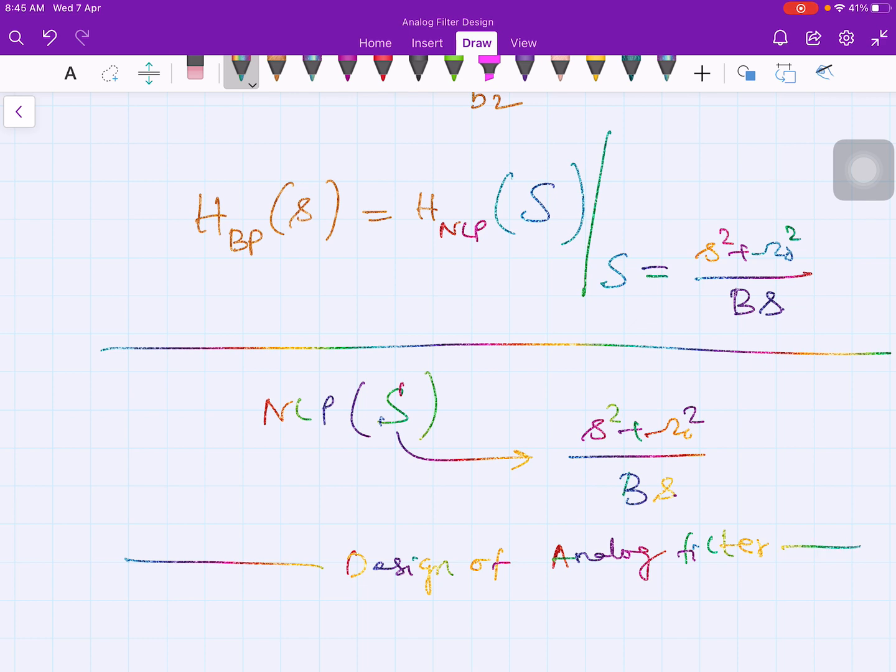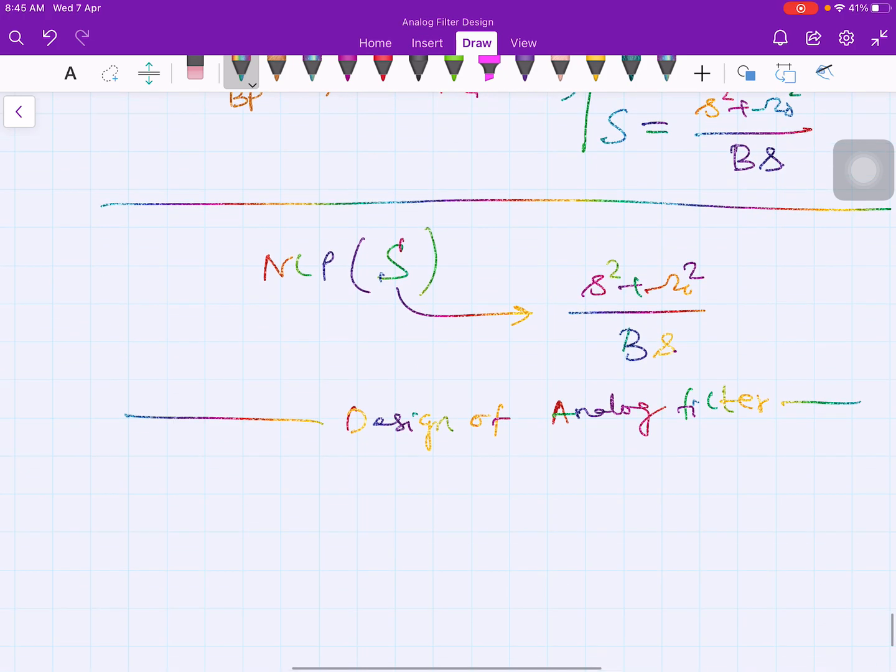Now in the upcoming lectures we will see how to transform the analog filters to a digital filter. So our next topic would be digital filter structures.